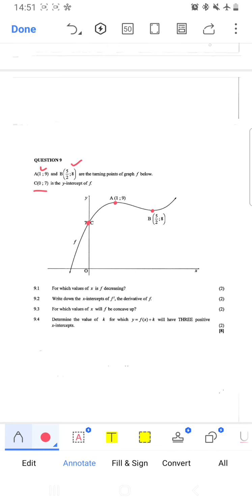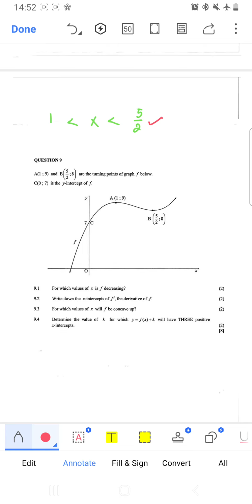When we look at this part, the graph is increasing, and when we look at this part, the graph is also increasing. So to answer this question, we look at between point A and point B. We focus on the x values: we have 1 and 5 divided by 2. So 1 is less than x, but x is less than 5 divided by 2. That's where the graph is decreasing.